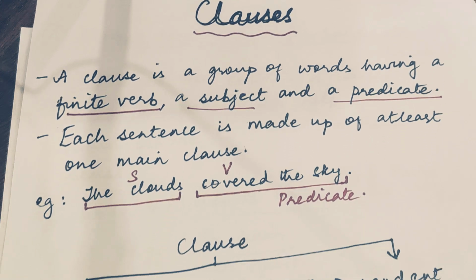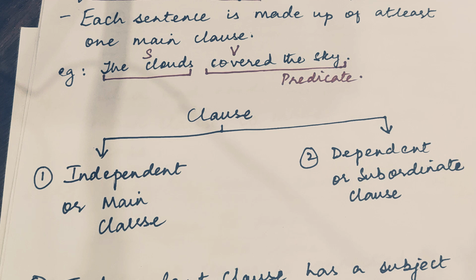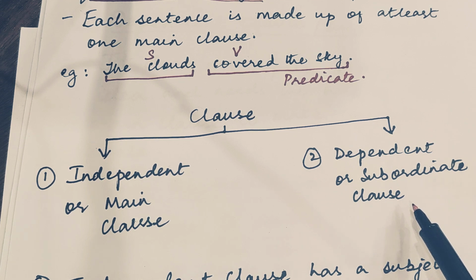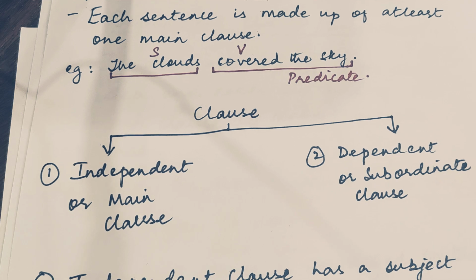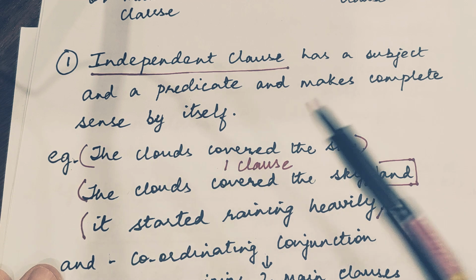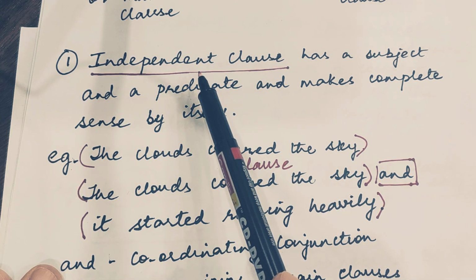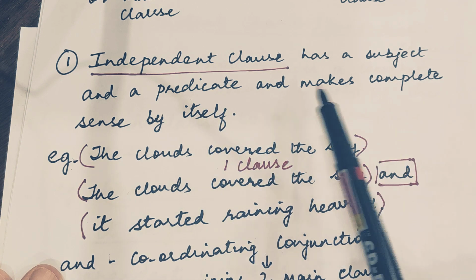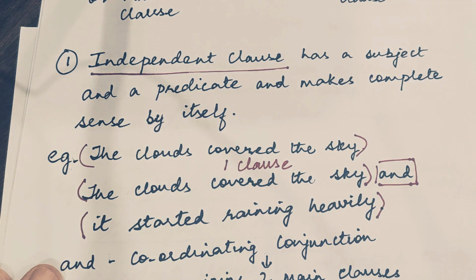Now clauses are divided into two main types. The first one is the independent clause, which is also known as the main clause. And the second type of clause is the dependent clause, which is also called as the subordinate clause. Now let us study about each type in detail. Now an independent clause has a subject and a predicate, and it makes complete sense by itself.